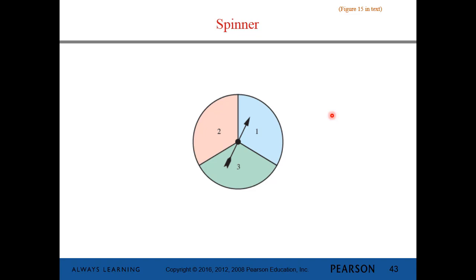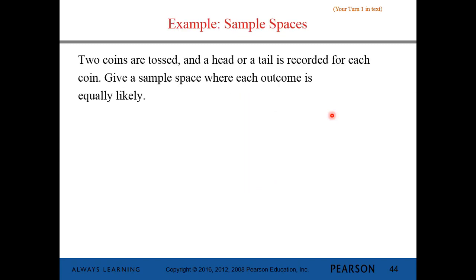Now it says 2 coins are tossed, and a head or a tail is recorded for each coin. Give a sample space where each outcome is equally likely. So what does that mean? Equally likely means that every outcome has an equal chance of occurring, or in other words, each outcome has the same number of ways of occurring. So that's another way of looking at it.